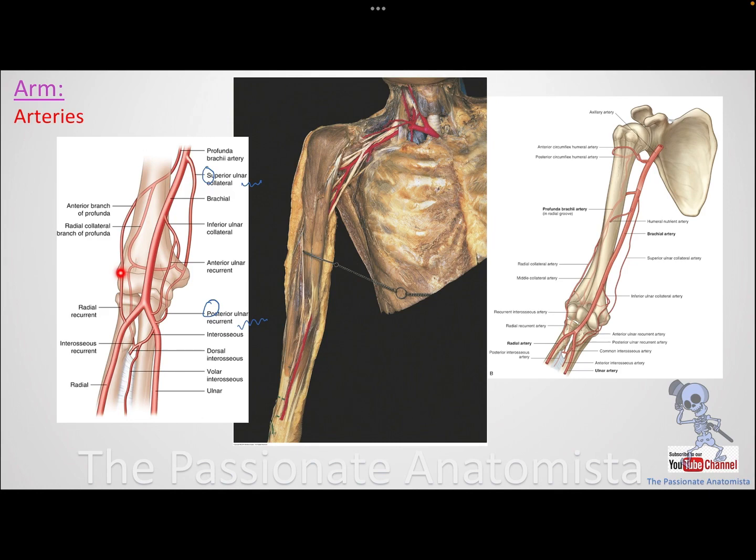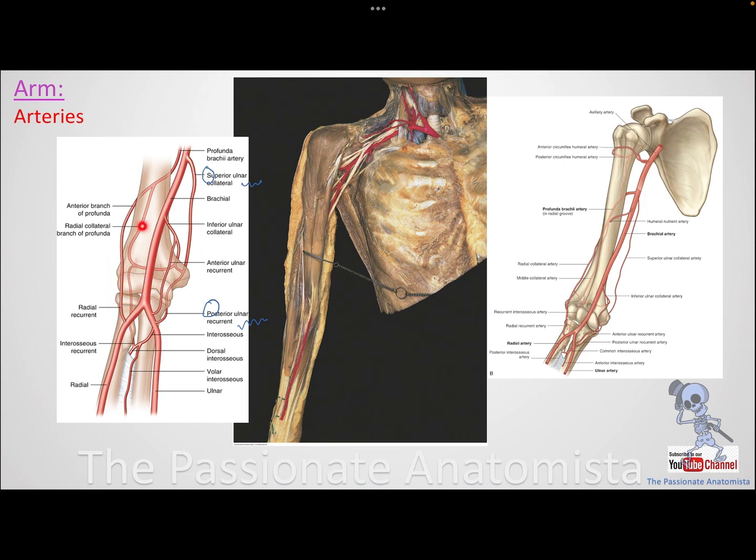Now, what about laterally? You guys, the radial artery is not as important as the ulnar. It does not have anterior and posterior. It has only one recurrent artery that will come out of the radial. So that one will go to be united with the anterior branch of the deep brachial artery. Okay, so that's perfect in the anterior part around the lateral epicondyle.